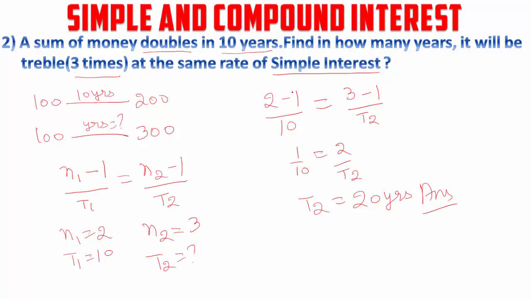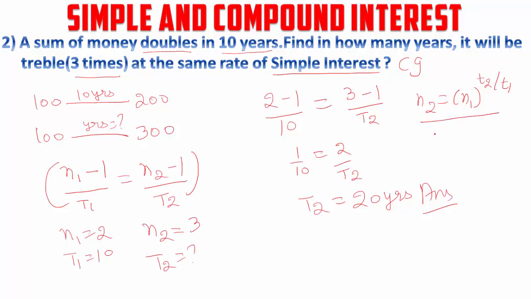In this question, friends, remember one thing. Simple interest is given. If in place of simple interest, compound interest is given, then there will be a different formula. In compound interest, the formula will be N2 is equal to N1 to the power T2 divided by T1. So remember this formula also.